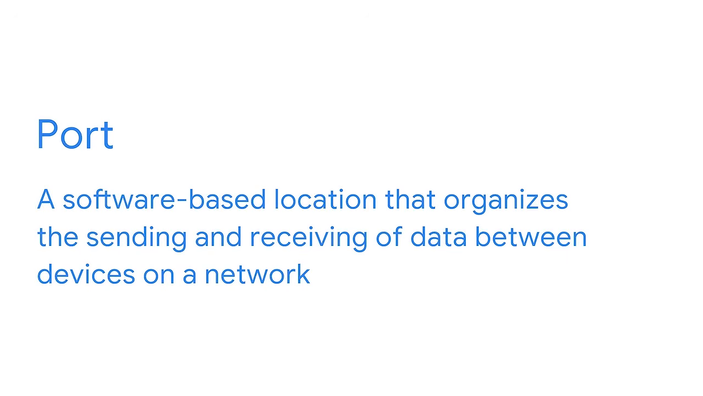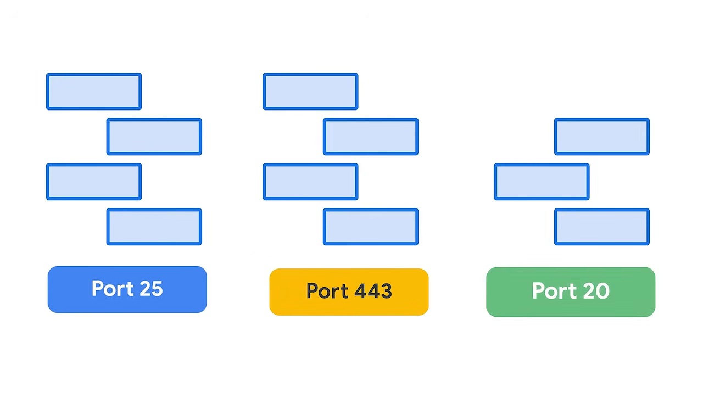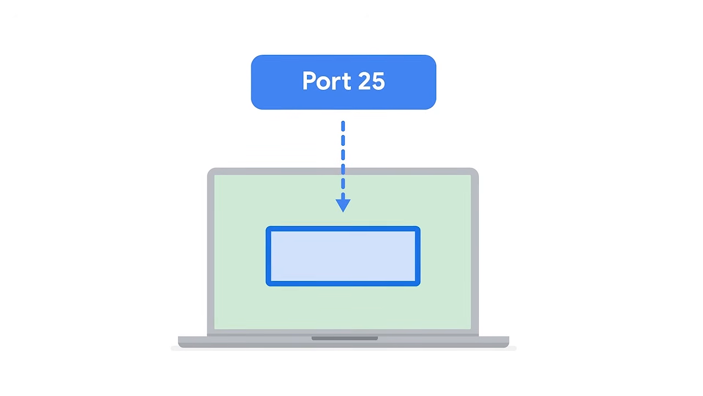When data packets are sent and received across a network, they are assigned a port. Within the operating system of a network device, a port is a software-based location that organizes the sending and receiving of data between devices on a network. Ports divide network traffic into segments based on the service they will perform between two devices. The computer sending and receiving these data segments knows how to prioritize and process these segments based on their port number.